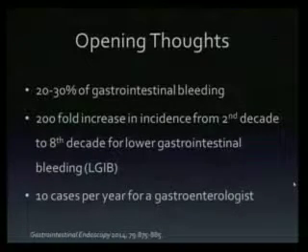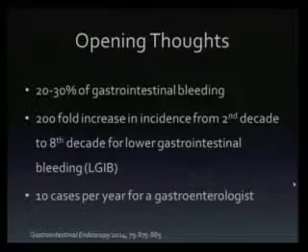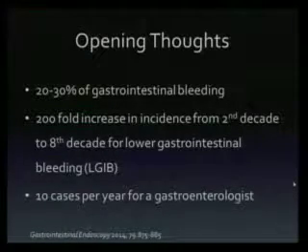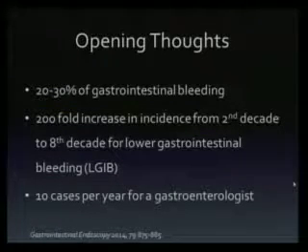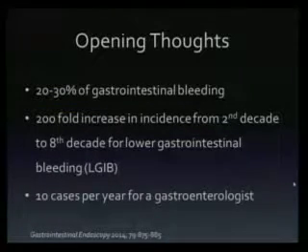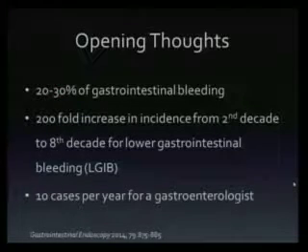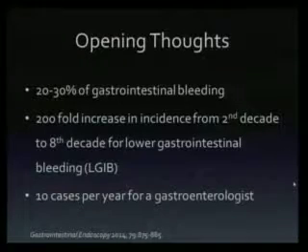So let's talk about a few opening thoughts. When we talk about lower gastrointestinal bleeding, we have an incidence of about 20 to 30% of gastrointestinal bleeding. That means the remaining 80 to 70% of gastrointestinal bleeding comes from an upper GI source or from a small bowel source. Small bowel source meaning that is beyond the second portion of the duodenum, and extending to the terminal ileum.